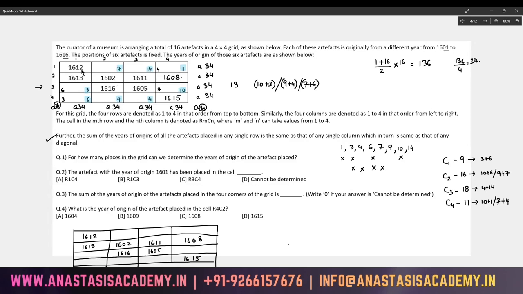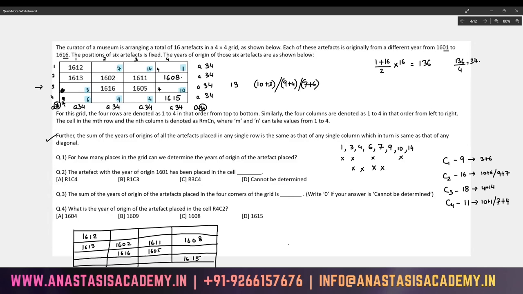So, for row 1, I have 12 and 4, 16. I need 18 more. Can I make 18 more? 14 and 1 available, not possible. 10 and 8, not available. 9 and 9. I cannot fill up the top row anymore. With 12 and 4, I have 16. I need 18 more. I cannot have any other numbers coming up here. And therefore, this case is ruled out.